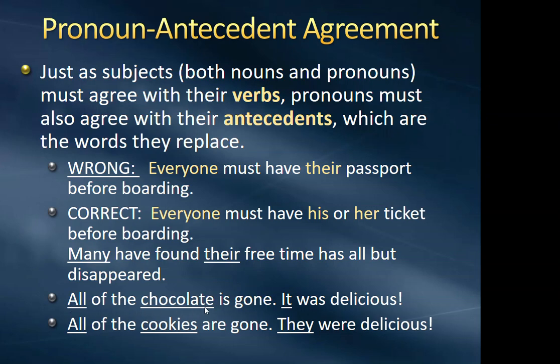So all of the chocolate is gone. It was delicious. So it needs a singular verb because this cannot be counted. You can't count chocolate. So the pronoun needs to be singular as well. If we're talking about cookies, which we can count, we say all of the cookies are gone. So it's got a plural verb, and they were delicious. So if you can count them, then you use the plural form, and if you cannot count them, like chocolate, salt, things like that, then you use the singular form.